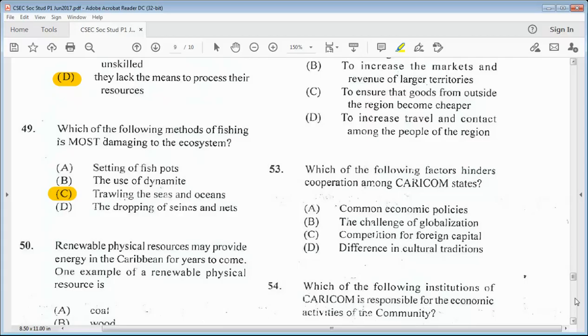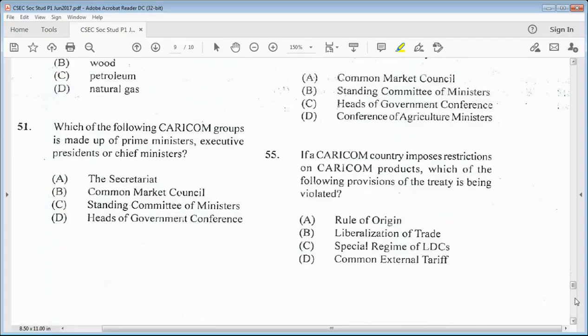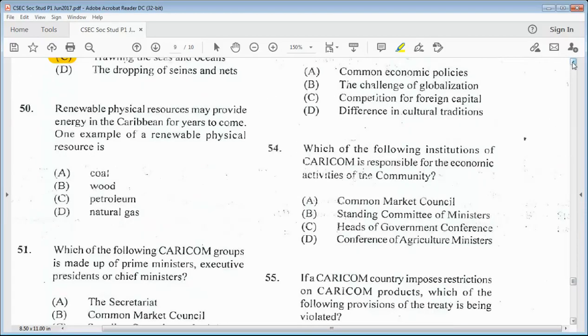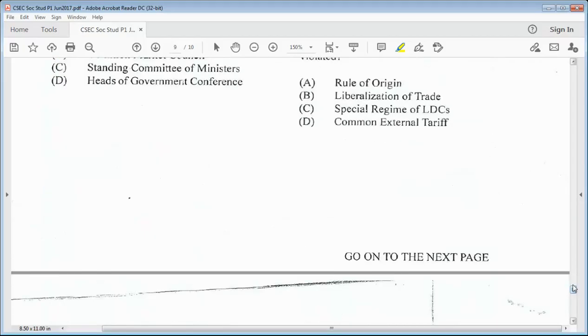Let's move on to question 50. Renewable physical resources may provide energy in the Caribbean for years to come. One example of renewable physical resources: A, coal; B, wood; C, petroleum; D, natural gas. So we know this one is a giveaway. It would be wood. Renewable physical resource. Let's move on to 51 now.